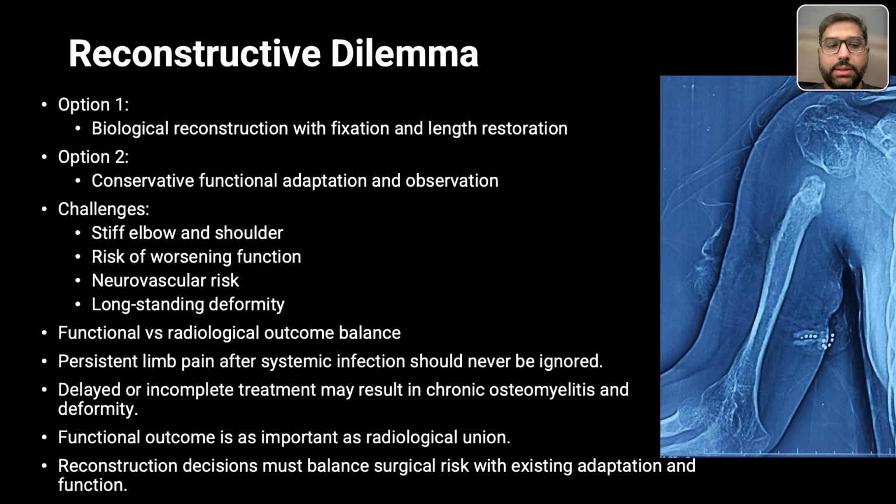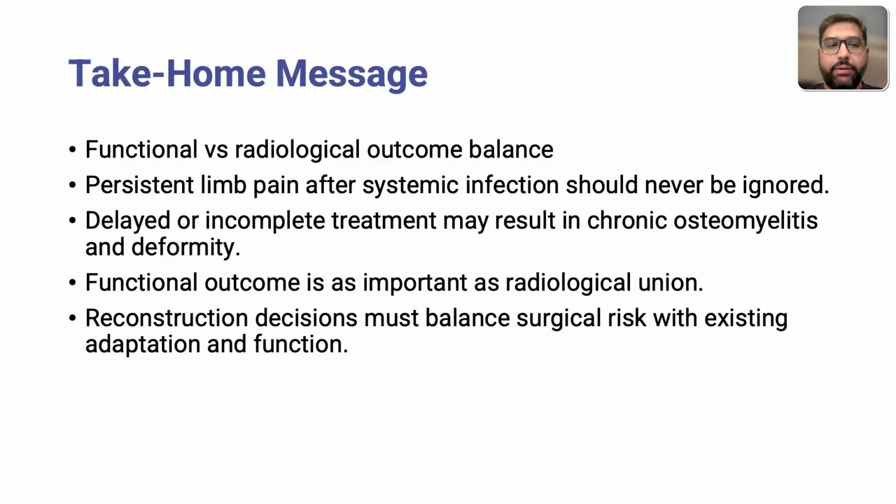The take home messages for this case are that we have to balance the functional and radiological outcomes. Persistent limb pain after an infection should never be ignored. Delayed or incomplete treatment results in chronic osteomyelitis and deformity. The functional outcome is as important as radiological union, and the reconstruction decision must balance surgical risk with existing adaptation and function. Thank you.